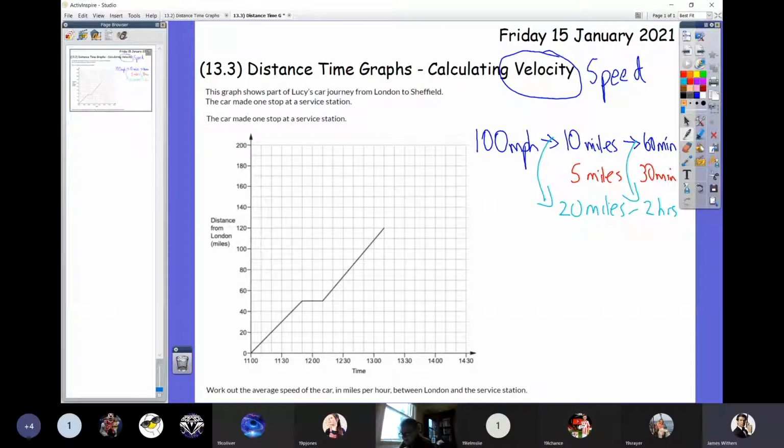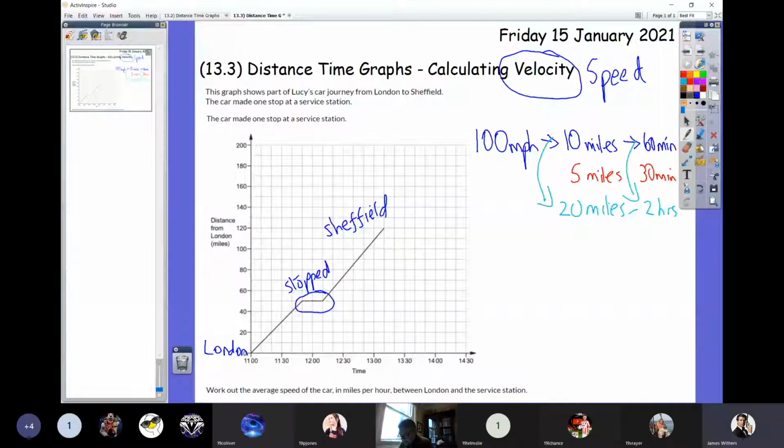The graph shows part of Lucy's car journey from London to Sheffield. The car makes one stop at a service station. So what I want you to do, make sure you read the words each time, and then annotate the graph. We're starting from London, so this is when we're at London. We're ending up at Sheffield. That's when we're at Sheffield. And obviously the car made one stop. That's when we're stopped at the service station. So just make sure, to start with, you understand what's going on with each of the graphs.